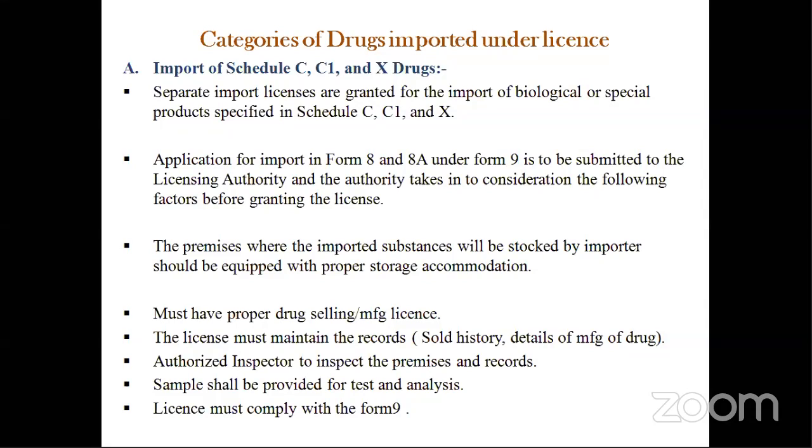After mentioning all of this in the record books, the authorized inspector inspects all types of records and premises. If required, they take samples from the sampling area. After sampling, they have to go for test and analysis.